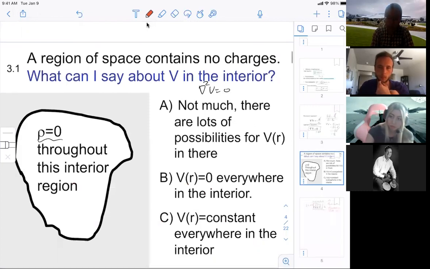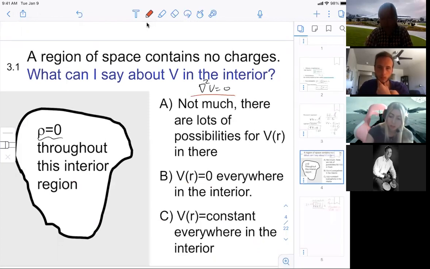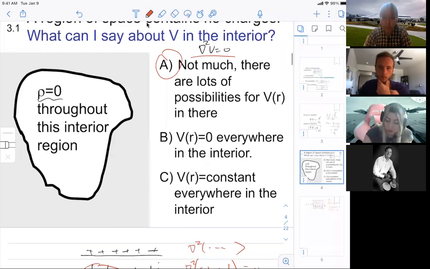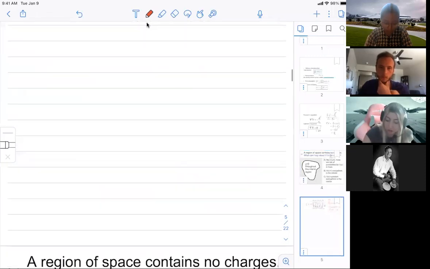On the other hand, it's promising in the sense that it tells us the Laplace equation is applicable in many cases. You may have charges somewhere else, but that doesn't stop me from applying the Laplace equation in the region I'm interested in. So that doesn't really tell me much at all. We need more information. Okay, so it's A.